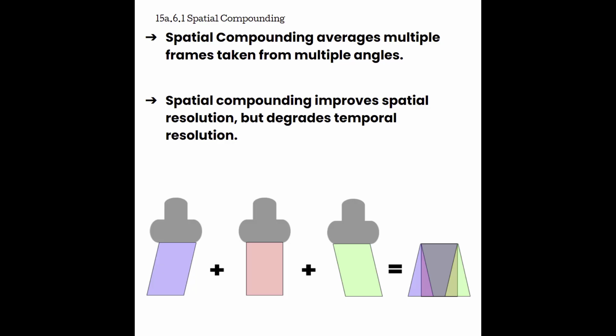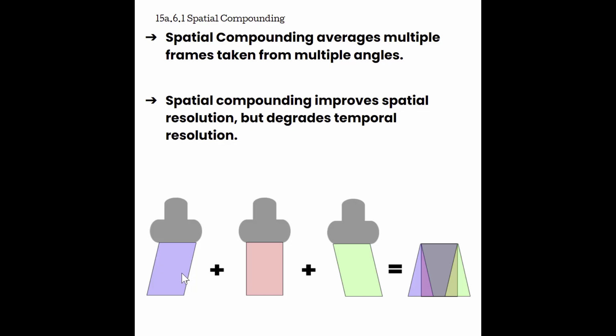Those angle-dependent reflectors are going to be much more apparent because we're imaging at a bunch more angles. Artifacts are usually less obvious, and the overall signal is going to be improved. But because this feature requires multiple frames to be built into one, it technically is adding more pulses per frame, which does decrease our frame rate. So spatial compounding, again, is going to average multiple frames taken from multiple angles. It improves spatial resolution, but it is going to degrade our temporal resolution.